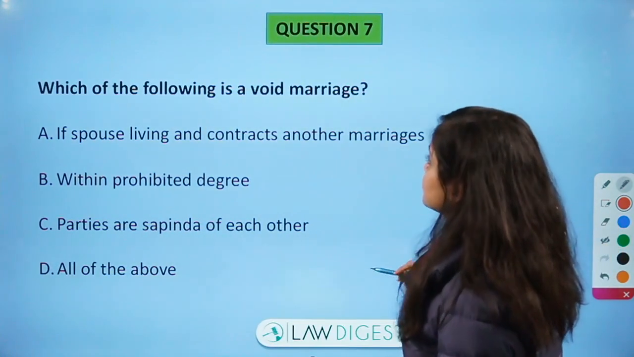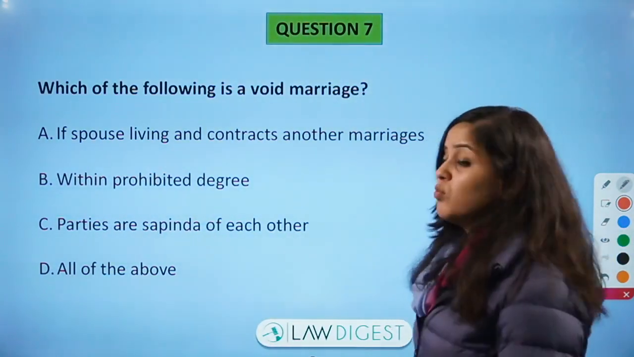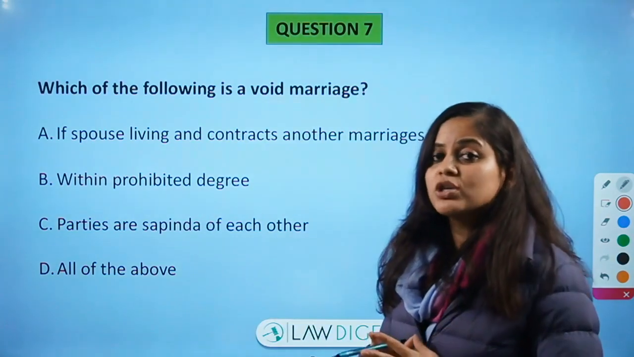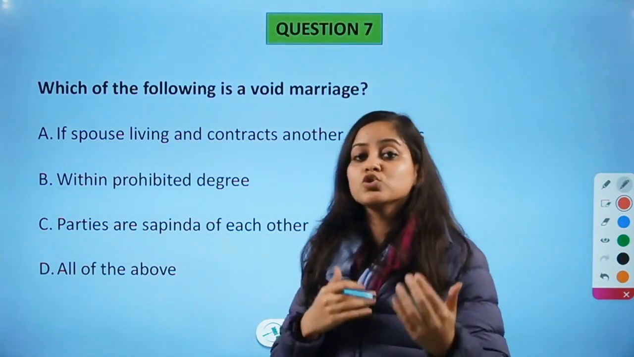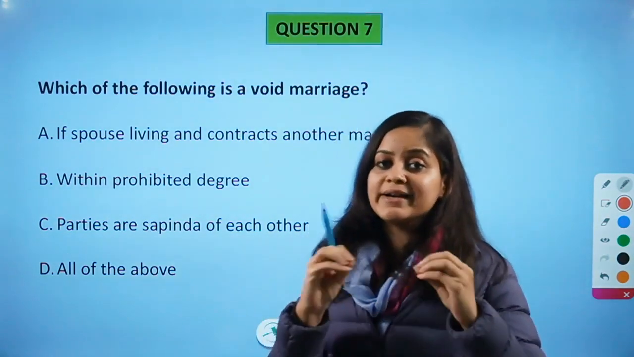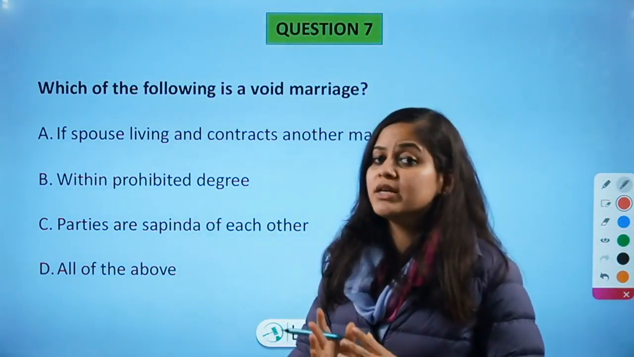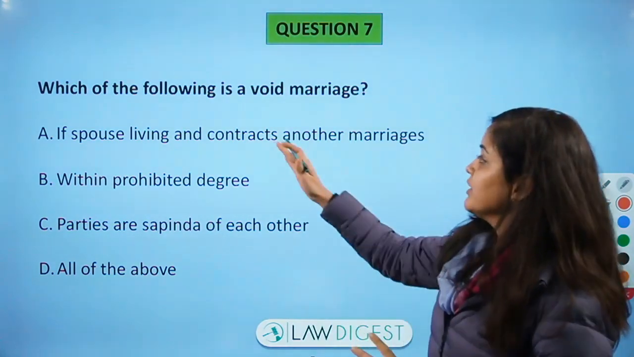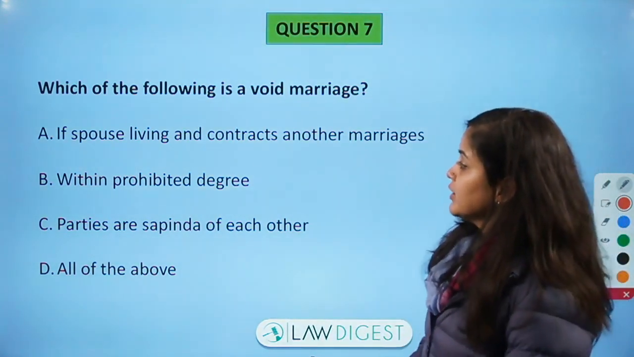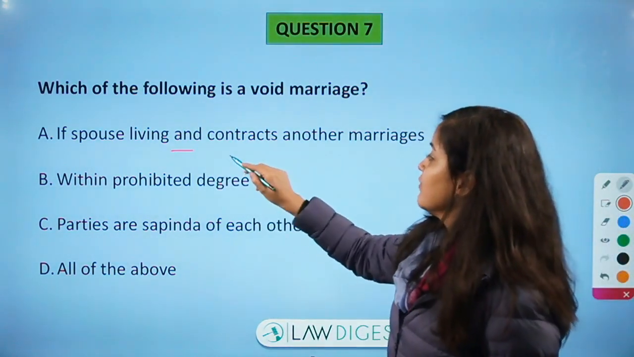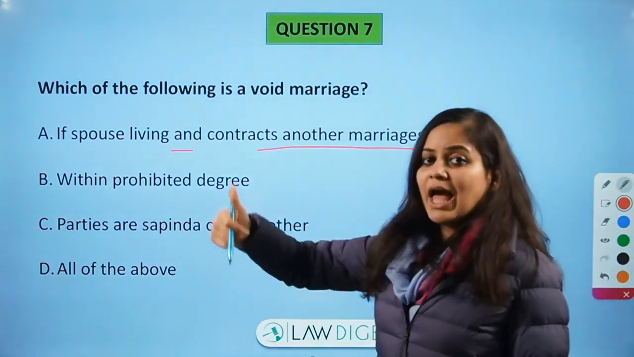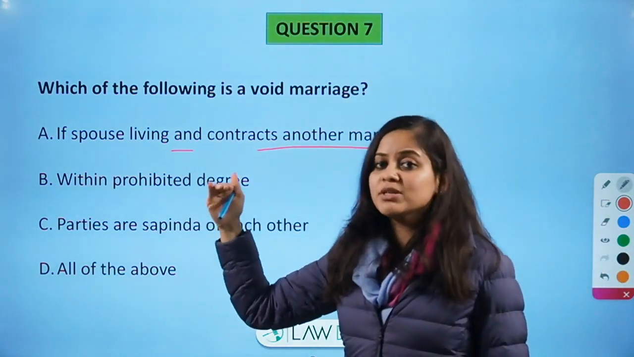Then moving on to the next one, which of the following is a void marriage? तो void marriage क्या होती है? So Hindu Marriage Act में कुछ marriages clearly identified हैं कि ये marriages जो हैं ये void मानी जाएंगी, they won't be considered as valid marriages. Now let us look at the options that are there. If a spouse is living and contracts another marriage, as we saw in the previous question, bigamy is punishable.